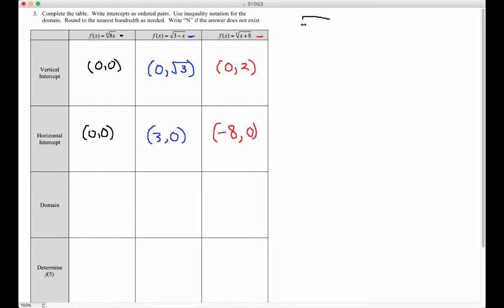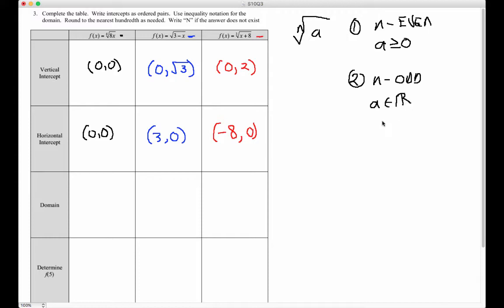If you have the nth root of a, there are two cases. The first case is n is even. And if n is even, then what you know is that a has got to be greater than or equal to 0 in order for that to be real. It'll still be defined, but it's just not defined in the reals anymore. The second one is n is odd. And if n is odd, then a can be any stinking number you want it to be. It can be any real number.